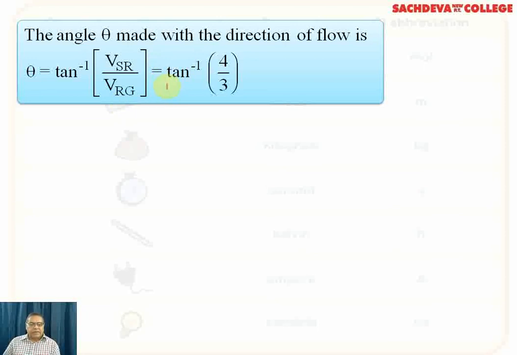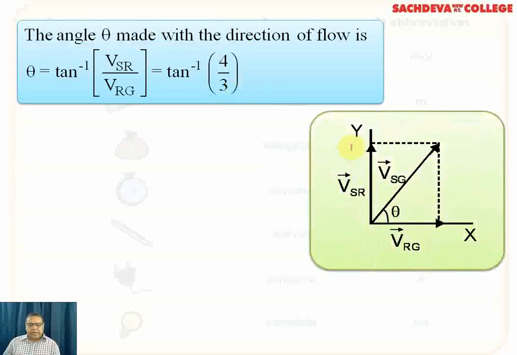After taking the value of tan theta, we have to estimate the value of theta only, so we apply the inverse function. So it is tangent inverse VSR over VRG. Then we compute the values for VSR and VRG. Those values are 4 and 3. So theta will become tan inverse 4 by 3. So this is very clear from the figure.